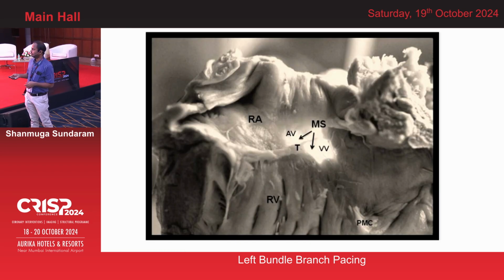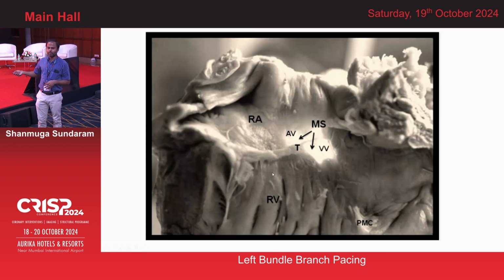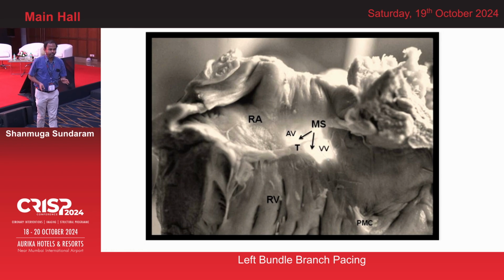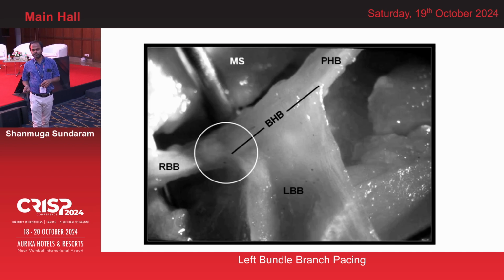So this is what I was talking about, the atrioventricular component, the membranous ventricular component. If you want to do a good his bundle pacing, go below the tricuspid leaflet and target this aspect of the his bundle where you will get a good threshold, good R wave, and not much atrial oversensing. The his bundle then divides into right bundle and left bundle.